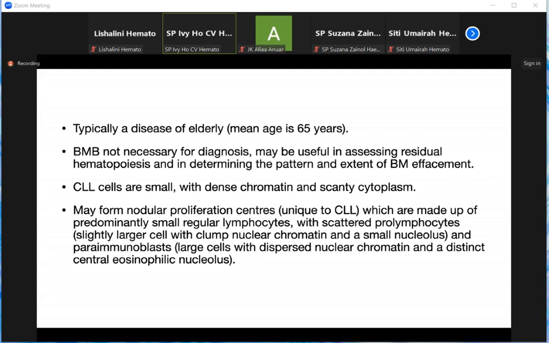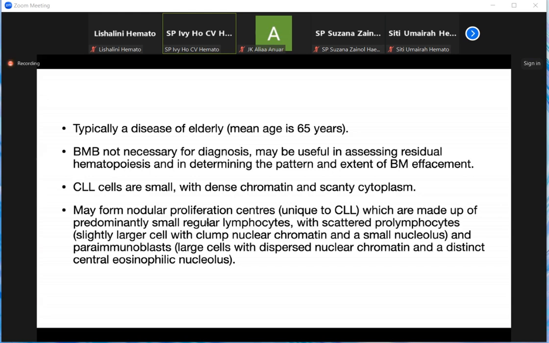The CLL cells are usually small. They have very dense chromatin and very scanty cytoplasm. To an inexperienced eye, they can look very similar to normal small lymphocytes. So by morphology, we have to assess them to tell whether they are normal or abnormal.